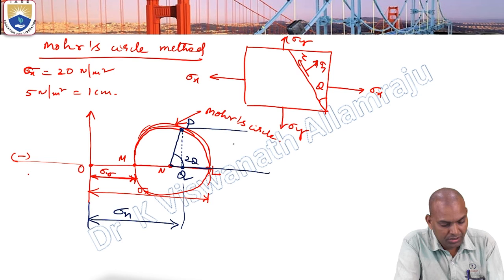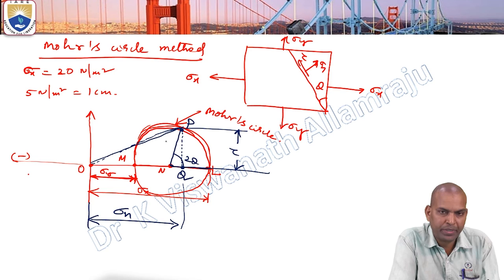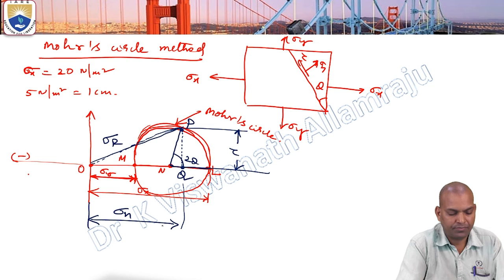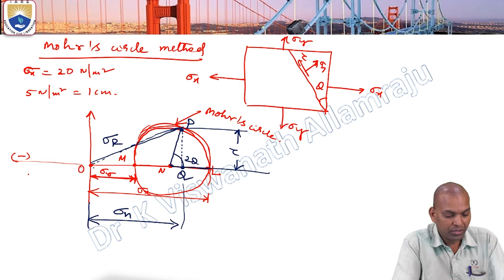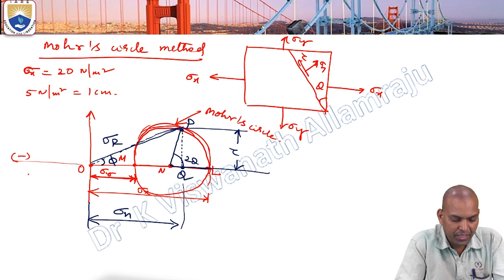And if you measure the distance OP, join the O2P line. This line indicates the value of the resultant stress. This resultant stress sigma R, making an angle with OL, that angle is known as phi. That is the angle of obliquity. The angle of obliquity means the angle made by the resultant stress with OL.